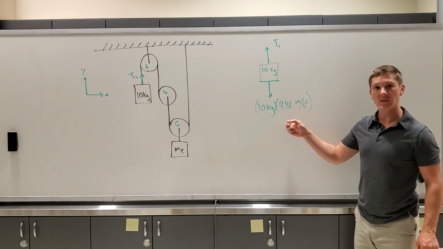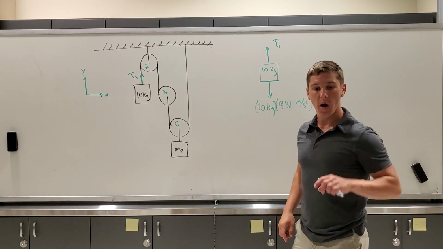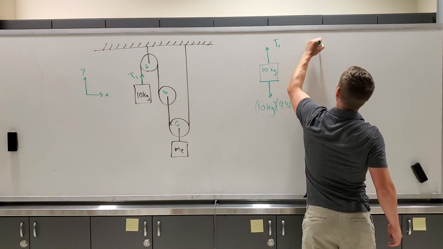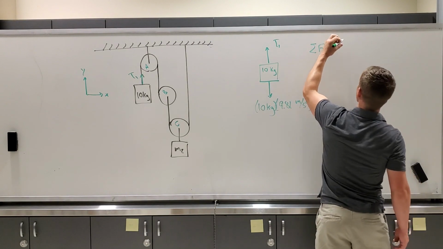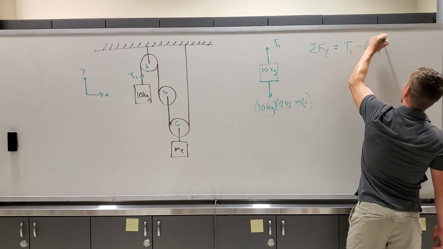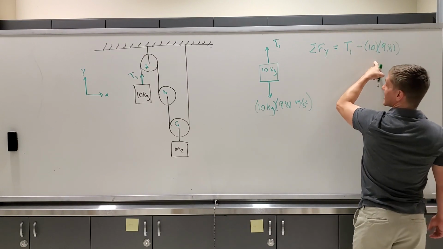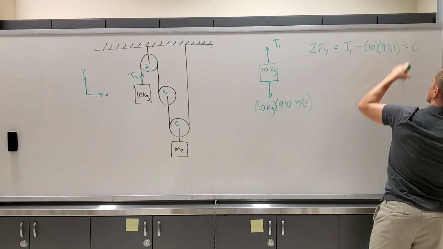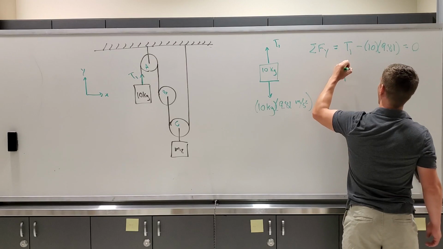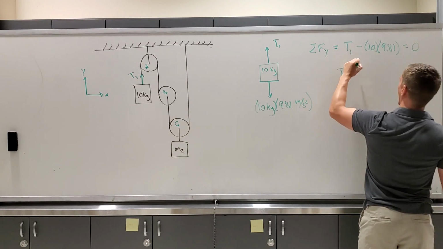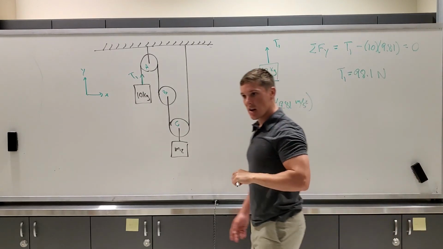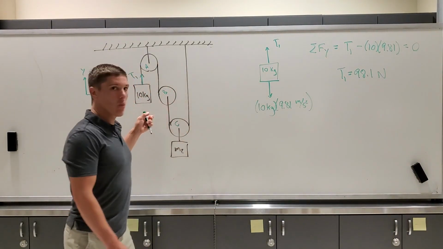So this becomes a very easy problem to solve. We only have to apply one of our equilibrium equations: the sum of the forces in the y direction is equal to T1, which is directed up, minus 10 times 9.81, which is directed downward so it's negative, equal to 0. We can see that T1 is equal to 10 times 9.81, which is 98.1 newtons. So we know what the tension of that rope is, T1.